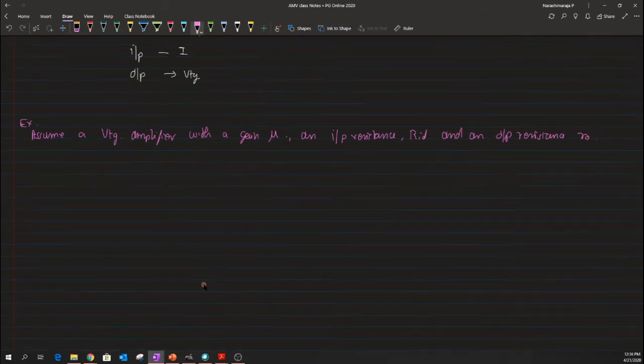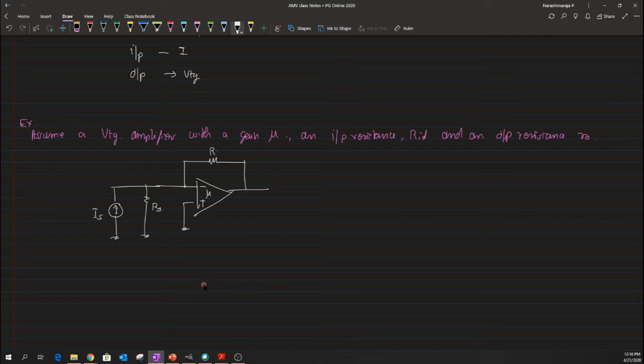So let me draw the circuit first, and let me begin with the current source, which has a non-ideal element Rs, and then we have this inverting amplifier configuration with mu as its gain, and the feedback resistance value of Rf, and there is a load which is RL.